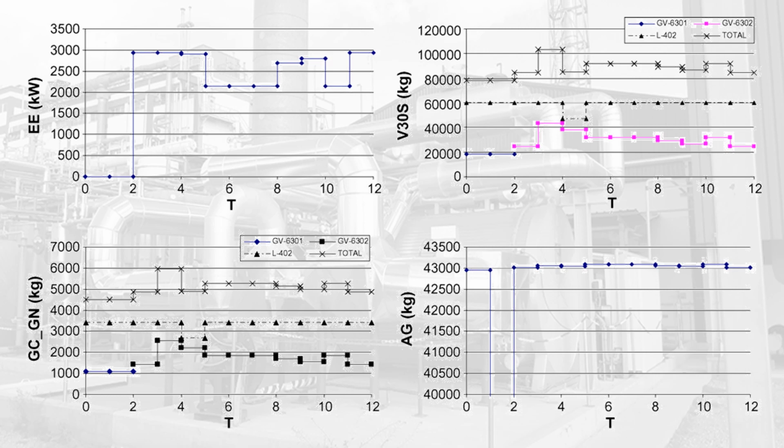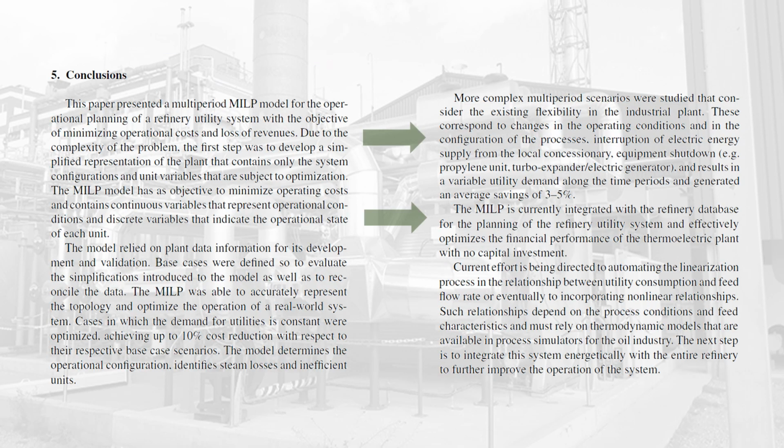The next step is to energetically integrate the system, with the entire refinery, to further improve the operation of the system. More complex multi-period scenarios were studied that consider the existing flexibility in the industrial plant. These correspond to changes in the operating conditions and in the configuration of the processes, interruption of electric energy supply from the local concessionary, equipment shutdown, for example, propylene unit, turbo expander electric generator, and results in a variable utility demand along the time periods and generated an average savings of 3 to 5%.